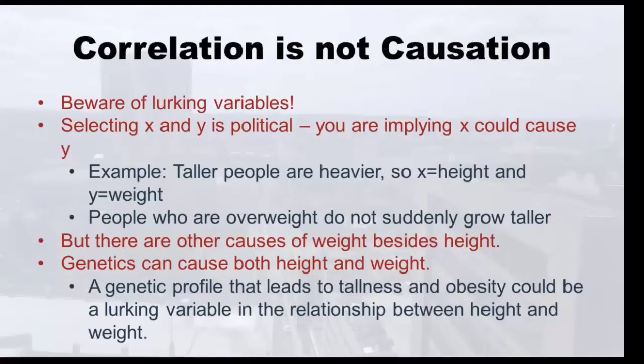So let's say that you're correlating height and weight. Taller people are heavier, so you would make X the height and Y the weight. People don't go, oh, I'm too short, I should gain weight so I can grow taller. That's just not the way things work. So you have to put X as the height and Y as the weight. But there are, in reality, other causes of weight besides height. In fact, there are things that cause both height and weight, like genetics, right? So a genetic profile that leads to tallness and also obesity could be a lurking variable in the relationship between height and weight. There could be some tall people that are always obese, and it's not really just because they're tall, it could be because they have the genetics that program them to be tall and also obese, right?